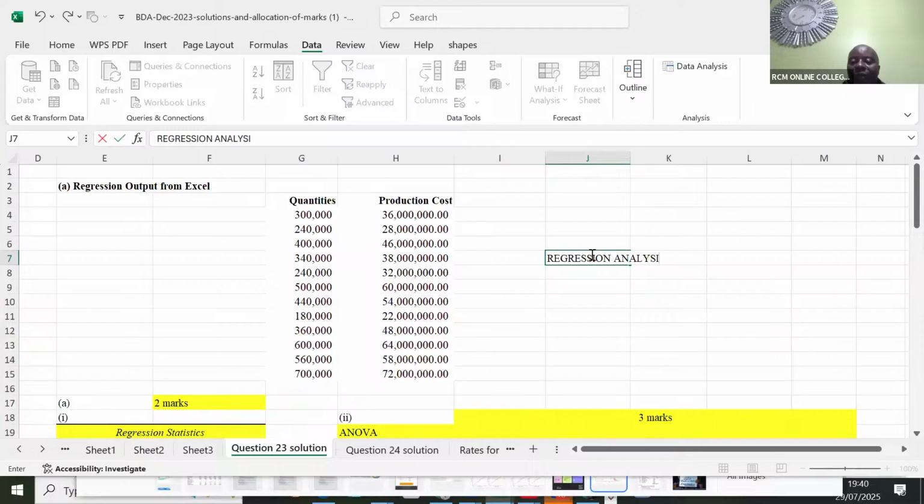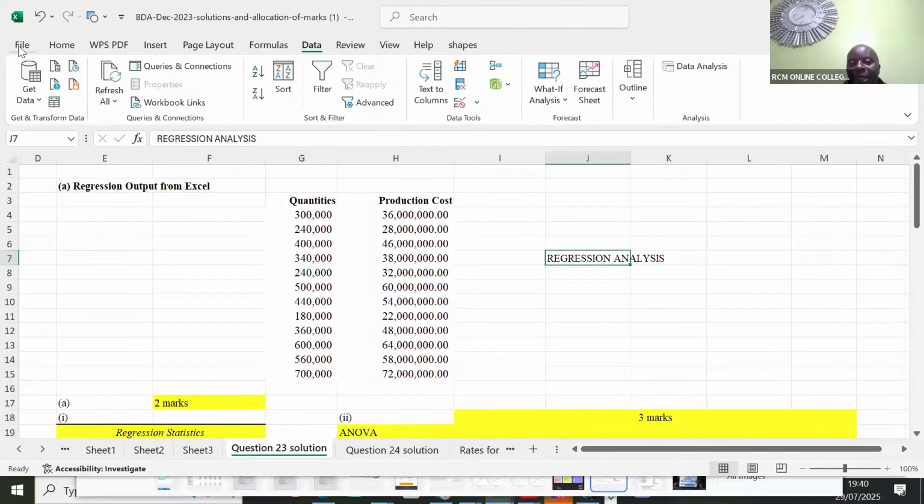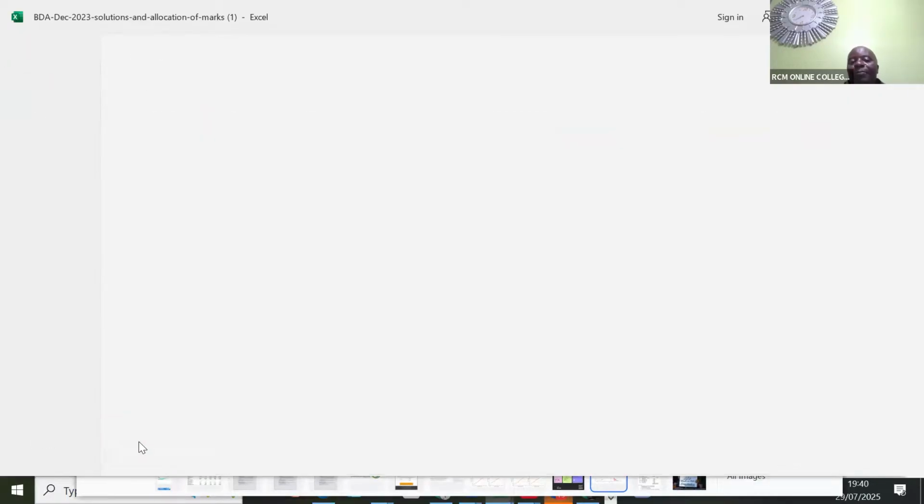How do we do this? It's very easy. I'm so sure most of you don't have this data analysis tool. So come here, click here, and then straight away you go to options. Go to files, and then you go to options. Like now you can see I don't have options here, but you see there is more. When I click on the more, I'll be able to see the options there.